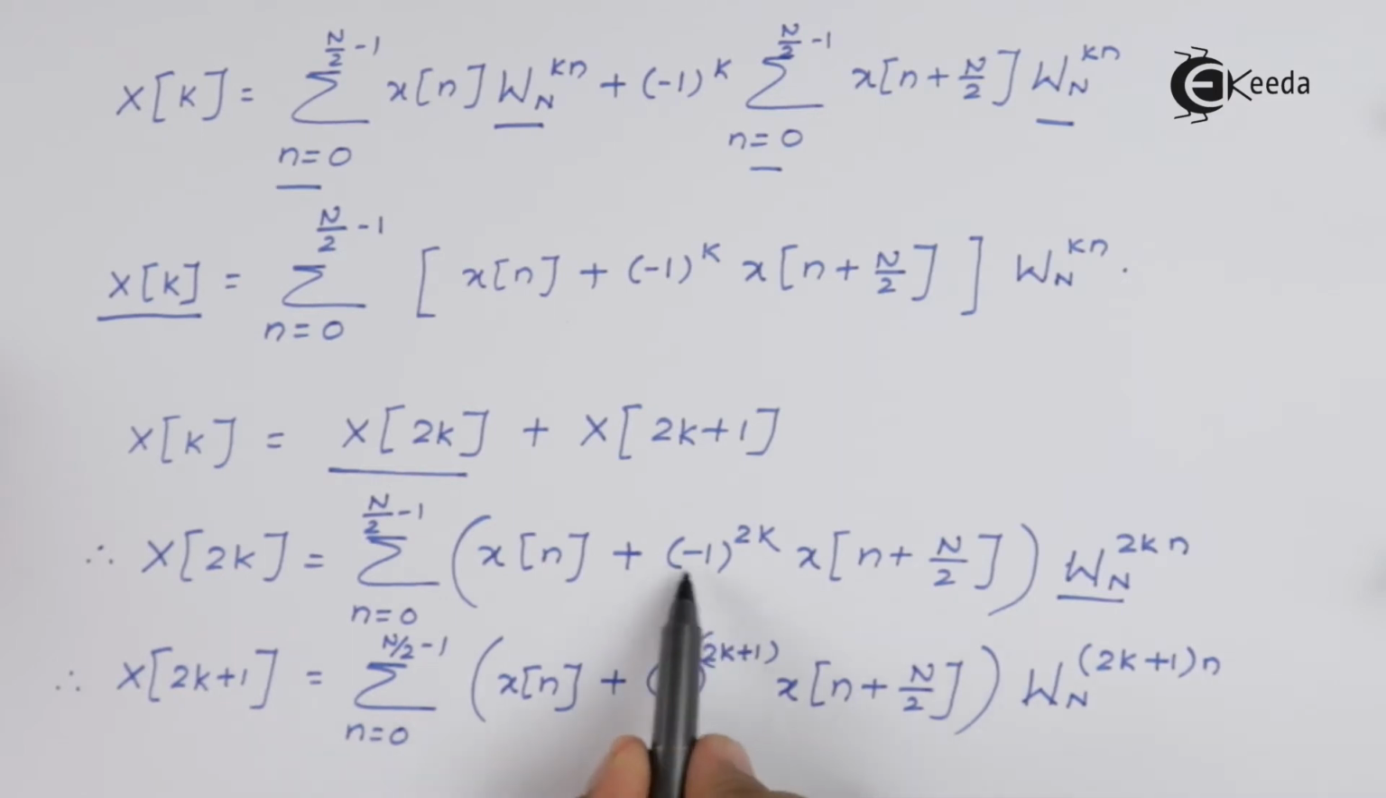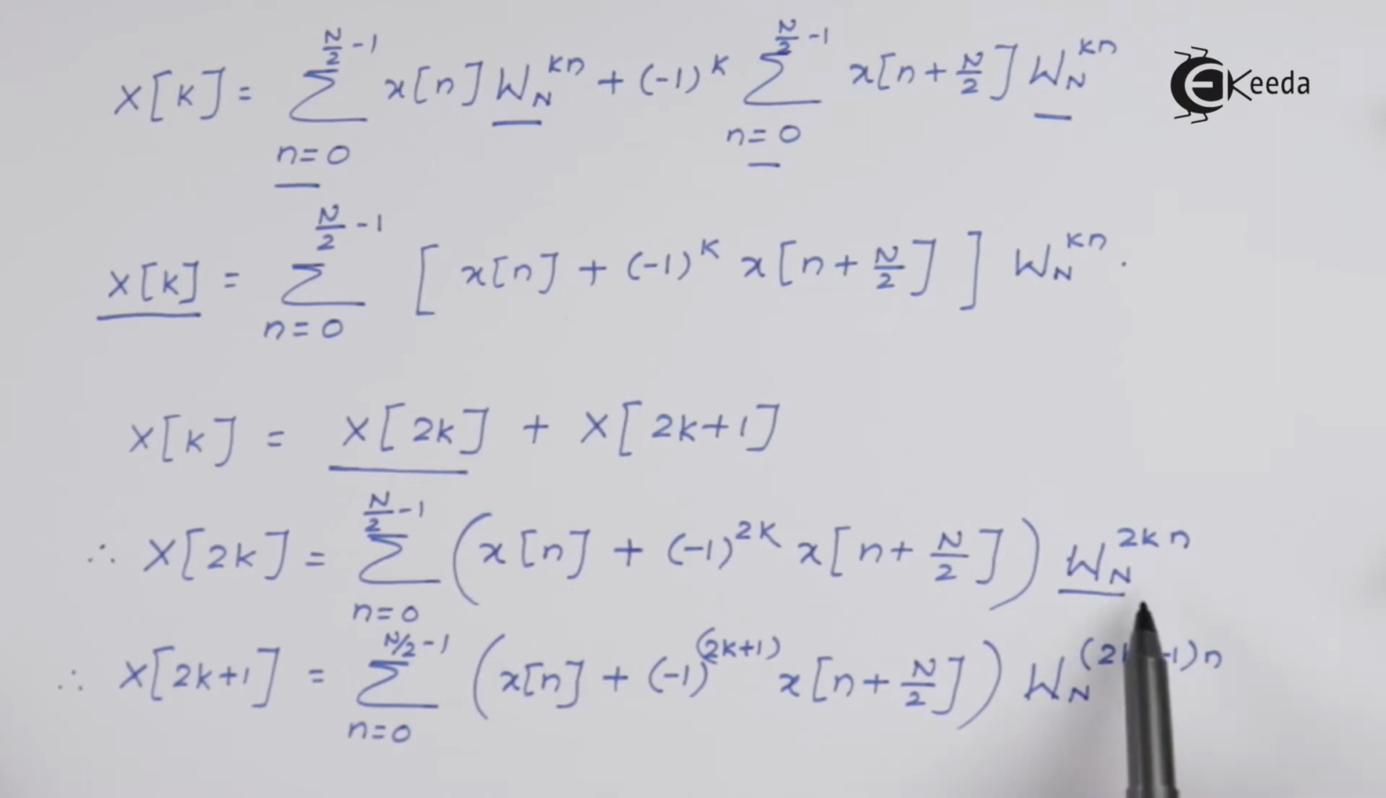Basically minus 1 raised to 2 is always 1, and 1 to the power k, what will be the value of 1 to the power k? Now first of all we will solve this omega to the power 2kn value, omega to the power 2k plus 1 n value, next minus 1 raised to 2k plus 1 and minus 1 raised to 2k.